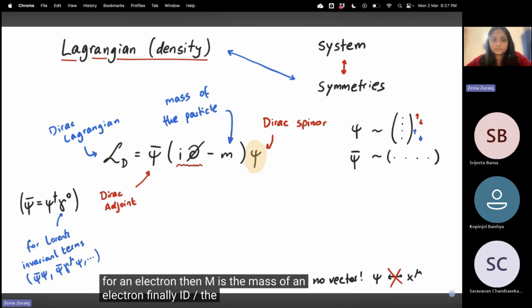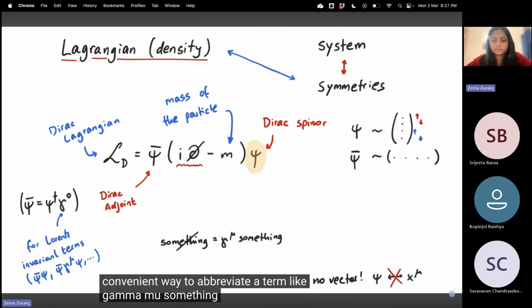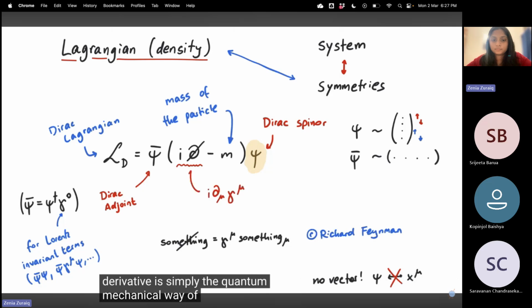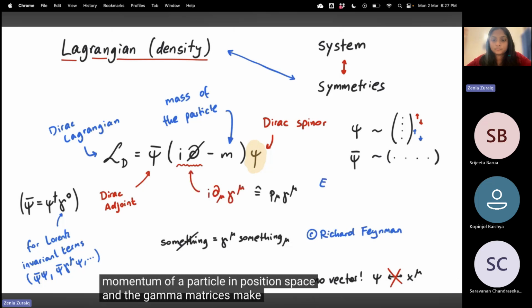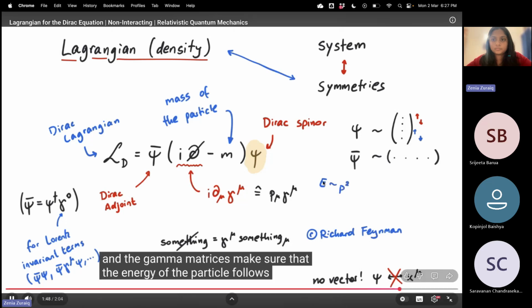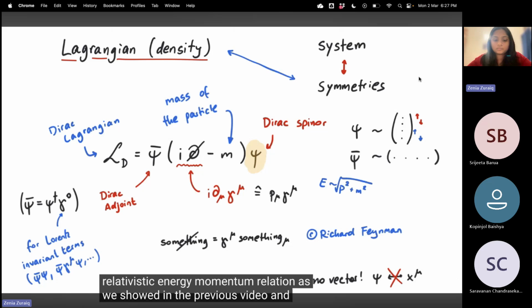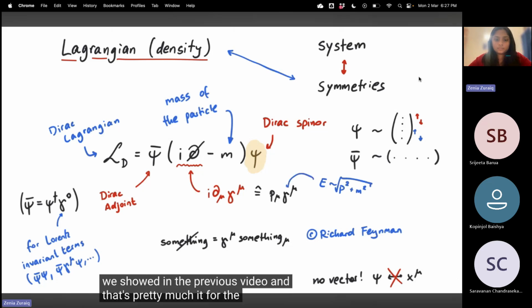Finally, i times D slash. The slash notation was introduced by Richard Feynman and is a convenient way to abbreviate a term like gamma mu times the derivative with index mu. I times a derivative is simply the quantum mechanical way of expressing the momentum of a particle in position space, and the gamma matrices make sure that the energy of the particle follows the relativistic energy-momentum relation, as we showed in the previous video. And that's pretty much it for the Dirac Lagrangian.